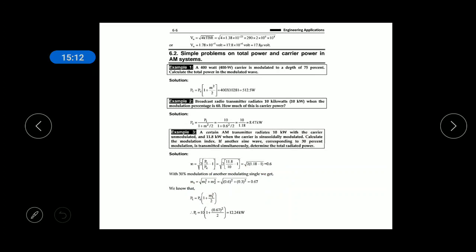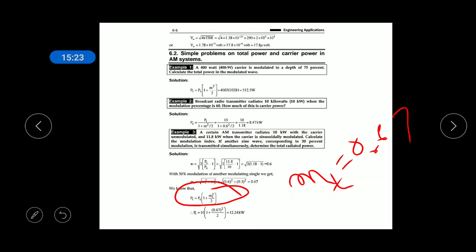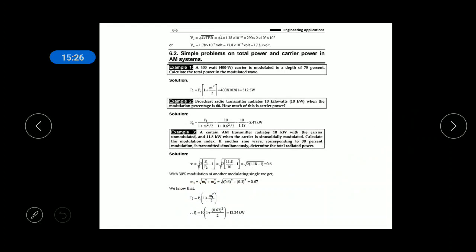Then the total power Pt is equal to Pc into 1 plus m square by 2, or mt square by 2, where mt, you got the value of mt, is 0.67. Then the total power is Pt, where 10 kilowatt is the carrier power, that is, the unmodulated power is nothing but carrier power, and modulated power is nothing but total power. The value is 12.24 kilowatts.